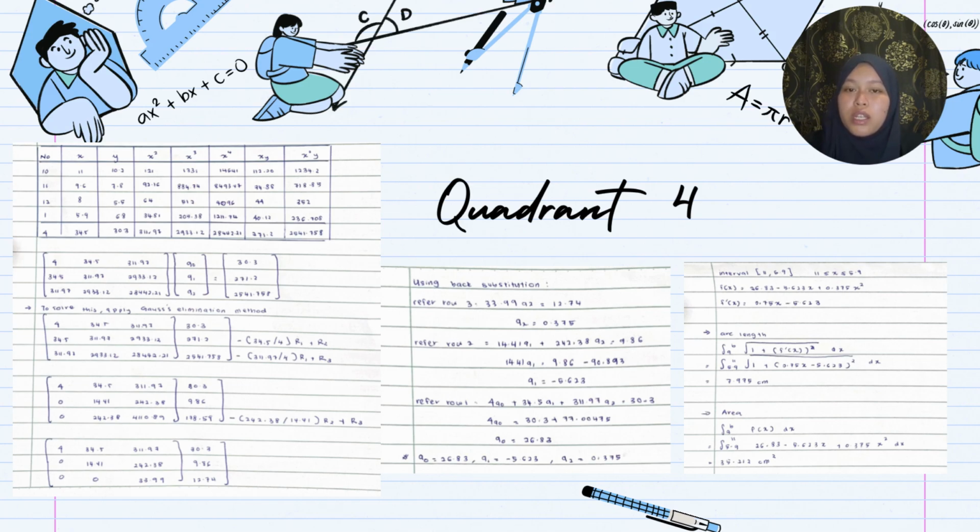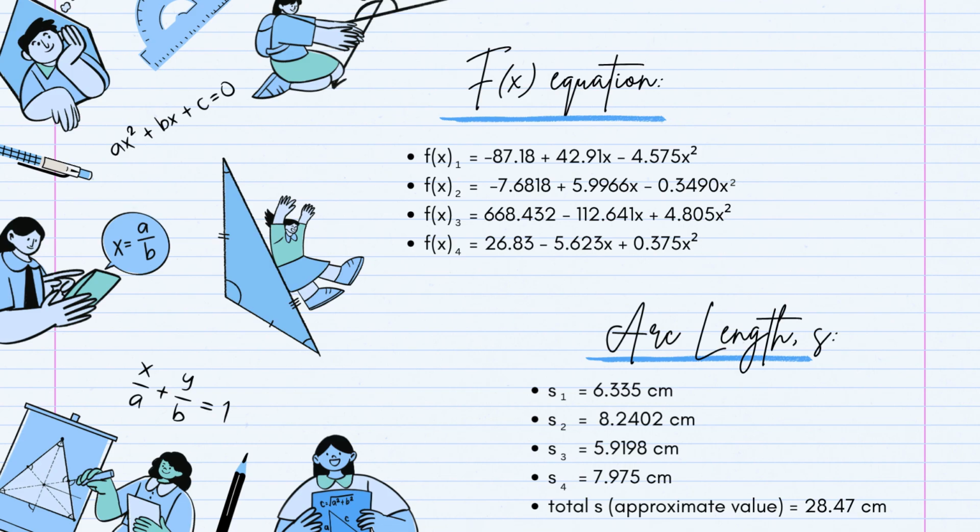So the quadratic equation for quadrant 4 is y equals 36.93 minus 5.633x plus 0.375x squared. After obtaining the equation, we calculate the arc length and the area under the curve using definite integration. The arc length obtained was approximately 7.749 cm, while the area under the curve was approximately 15.412 cm square. This result represents the boundary length and the area contribution of quadrant 4 for Tasik Seksyen 7.